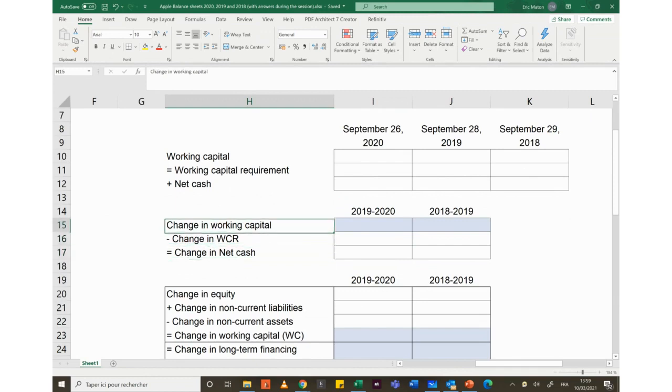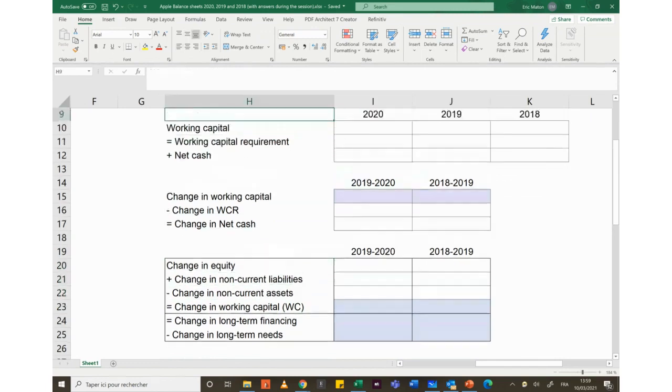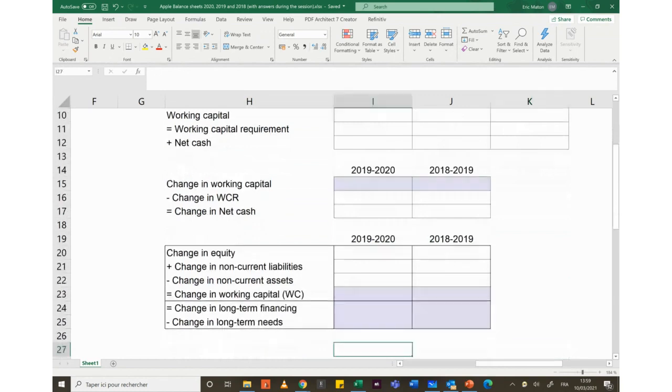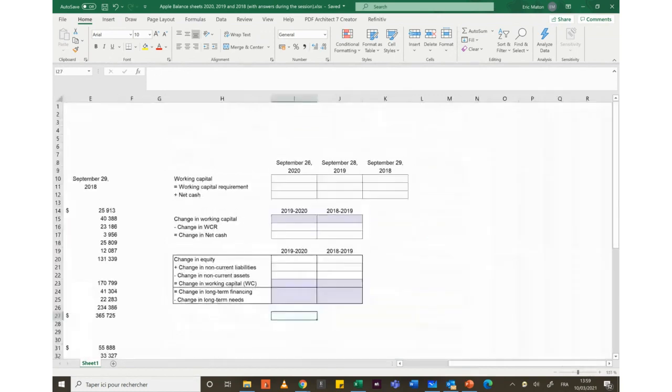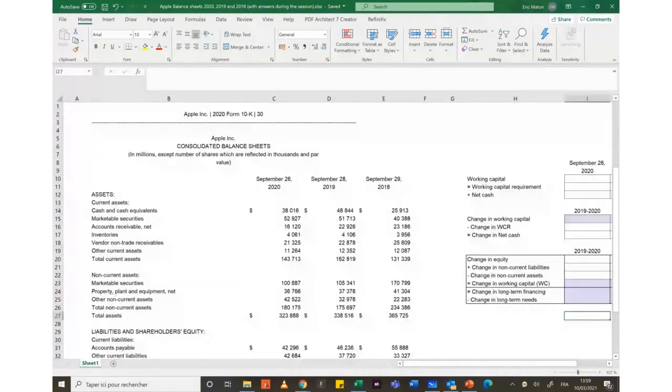How can we explain the increase in working capital? The increase in working capital is a function of the increase in the long-term financing and the increase in the long-term needs. If we increase more the long-term financing than the long-term needs, we are increasing the working capital. So I give you 10 minutes to complete these tables and we do the correction, okay? You have the balance sheet on the left side. And from all this information, can you complete the three tables?